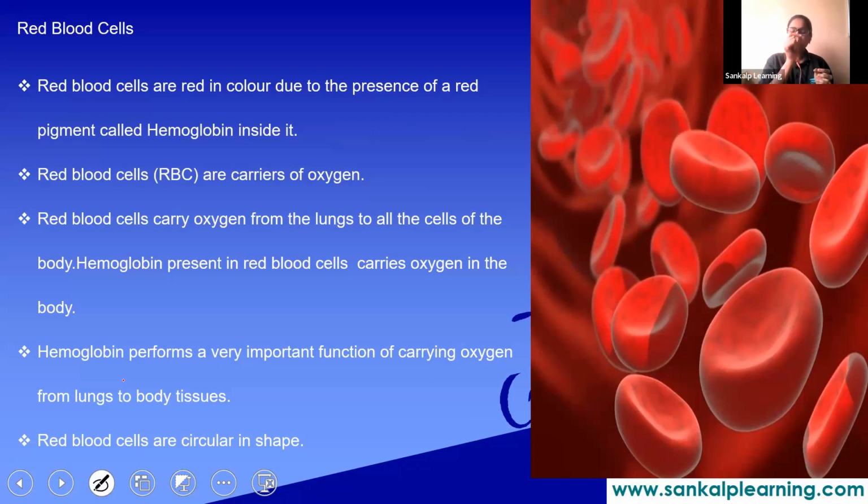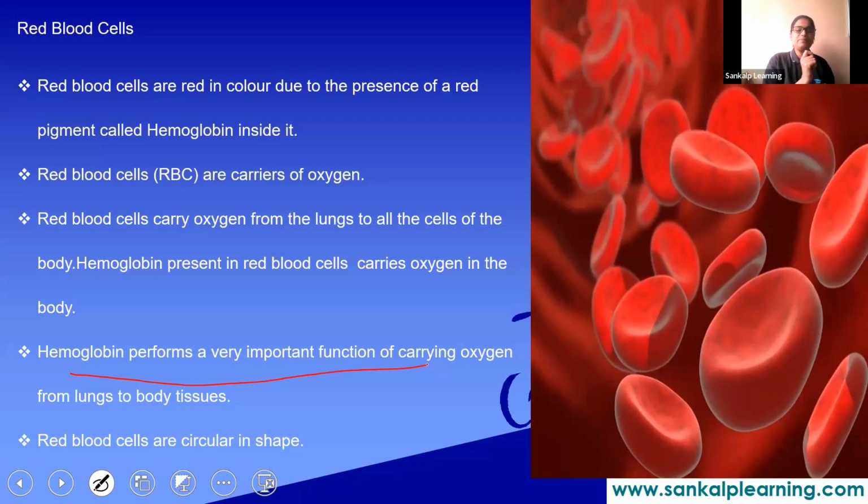As hemoglobin has a capacity to carry the oxygen, red blood cell function is also carrying the oxygen. Okay, then hemoglobin performs the very important function of carrying oxygen from lungs to body tissues as well as from the body tissues to the lungs. It will take carbon dioxide from the body tissues to the lungs.